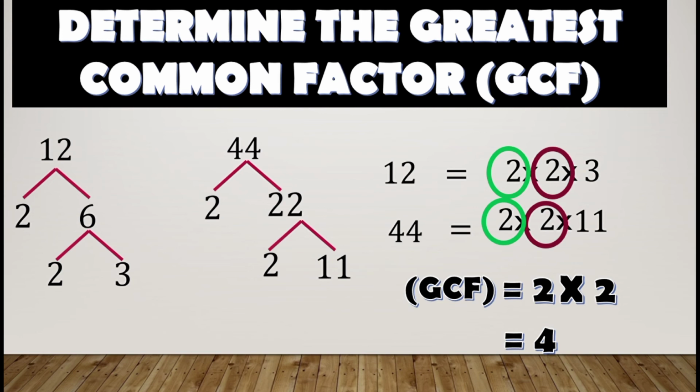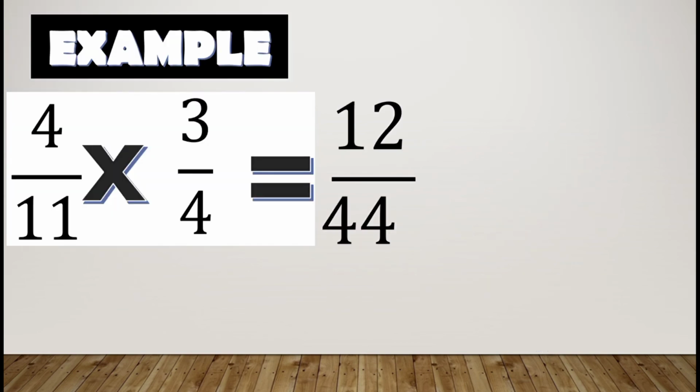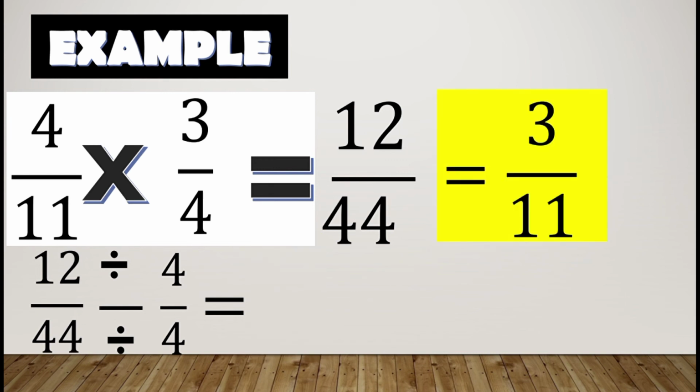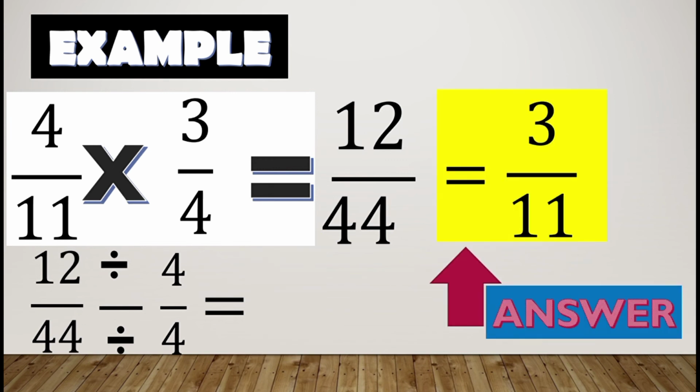So utilize 4 in simplifying 12 over 44. Divide both numerator and denominator by 4. So simplifying this, the result is 3 over 11. Then we can say that 12 over 44 is equal to 3 over 11 as our final answer.